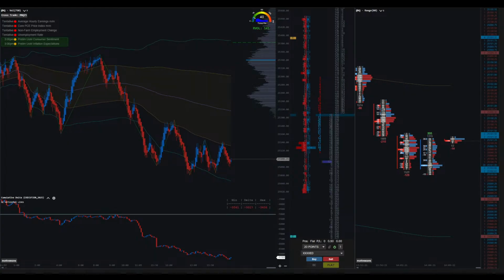Yeah. So on my DOMs or domes, I don't know what to say, but I just say domes. On my domes, this is the E-mini right here, right?